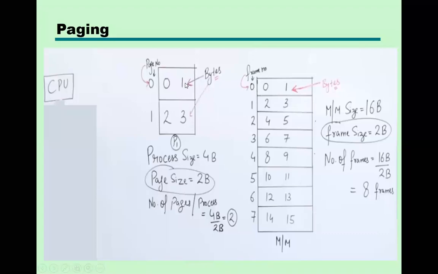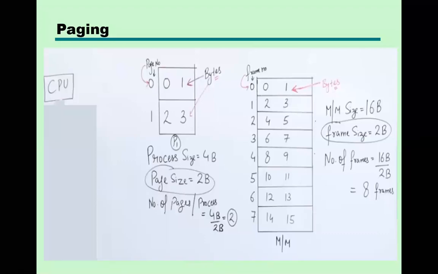So the page size must be 4 byte divided by 2, so it must be 2 byte, right? This 4 byte process is divided into 2 pages of 2 byte each. How many pages are required? 4 byte divided by 2 byte is equal to 2. So 2 pages are required: page number 0 and page number 1.